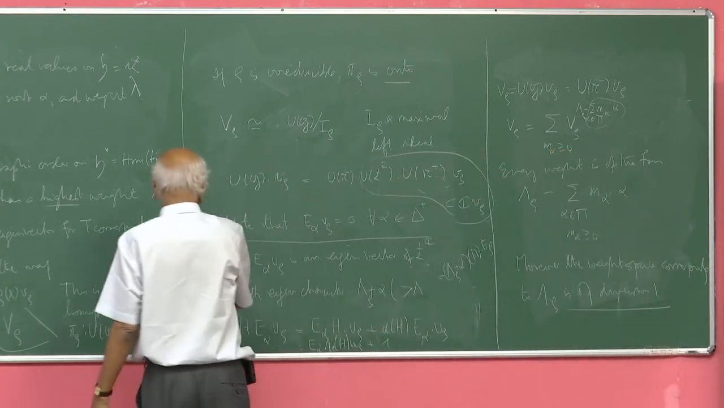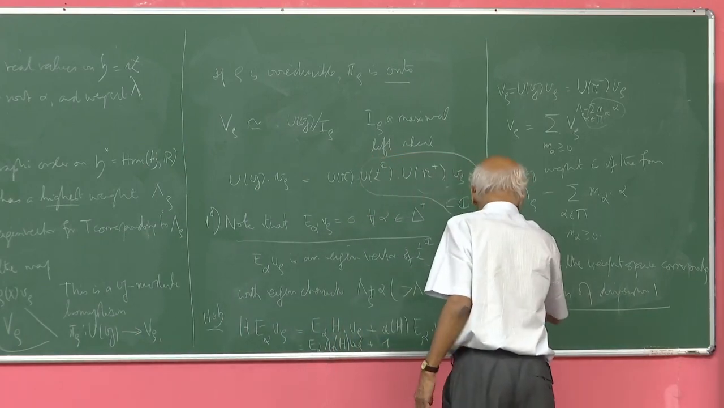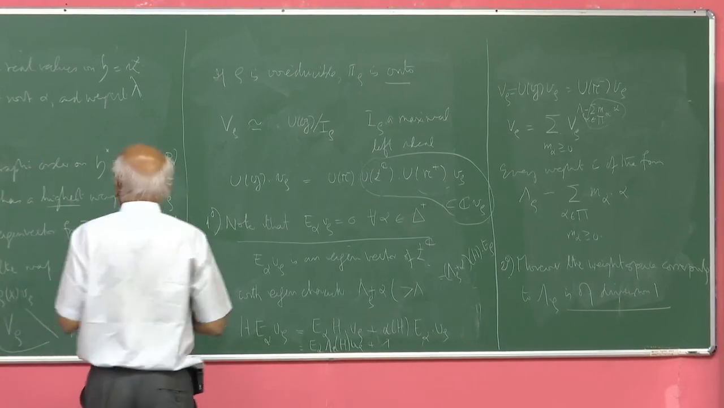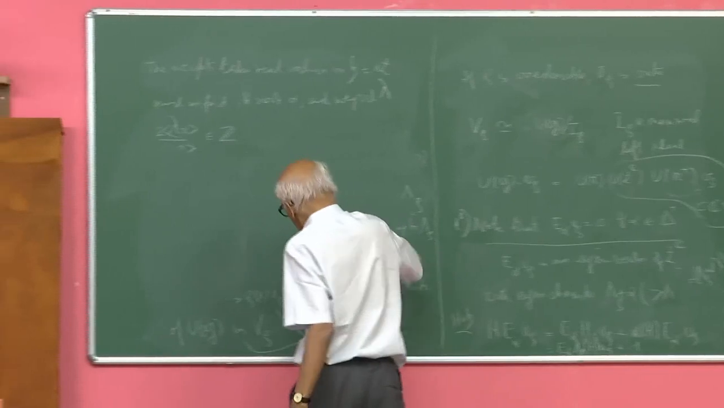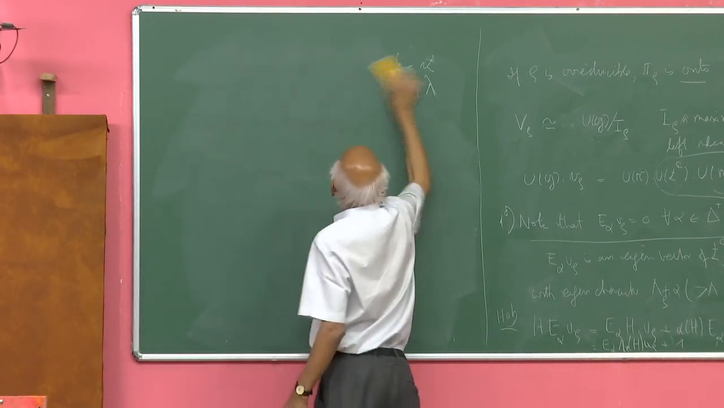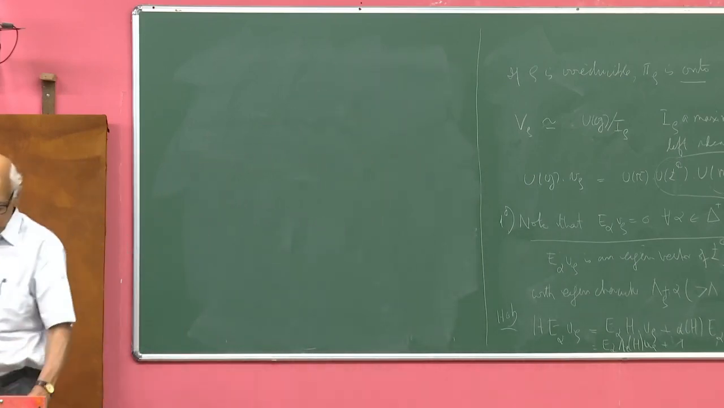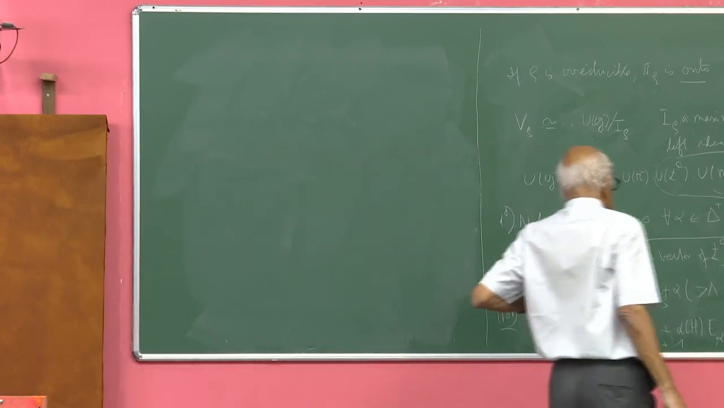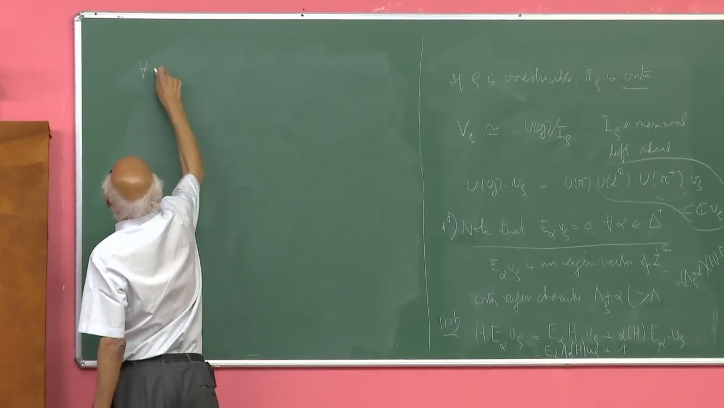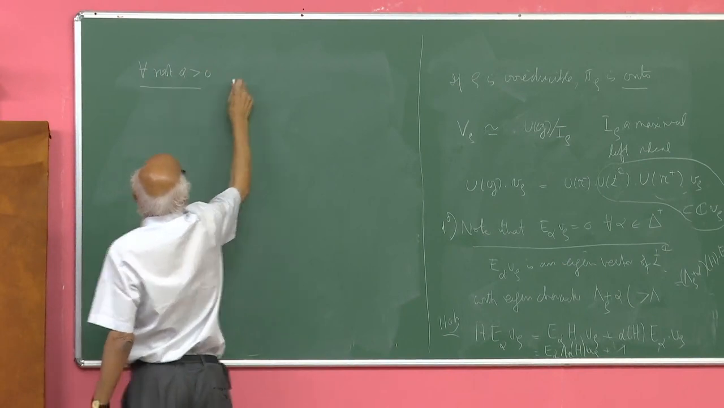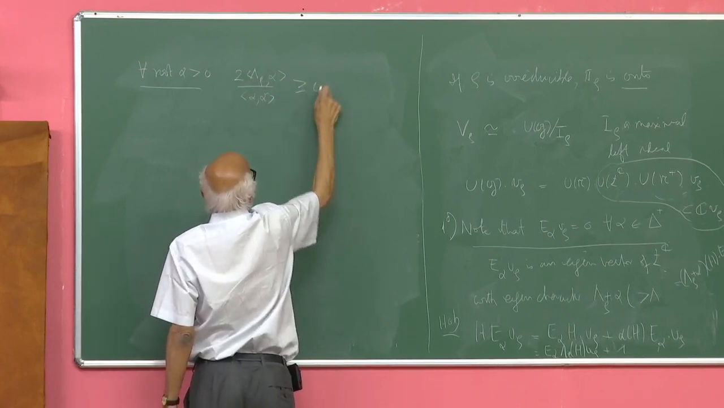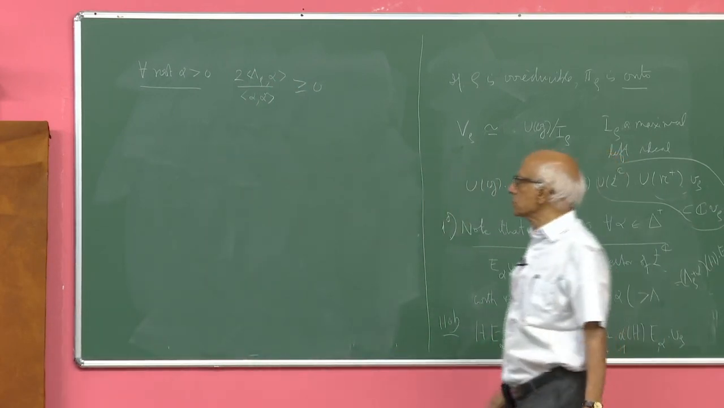So these are facts which we will keep note of. Okay. Now what we want to do is to classify all irreducible representations. The next statement I want to make is the following. For every root alpha greater than 0, 2 lambda rho alpha by alpha alpha is greater than or equal to 0. This is the third fact.